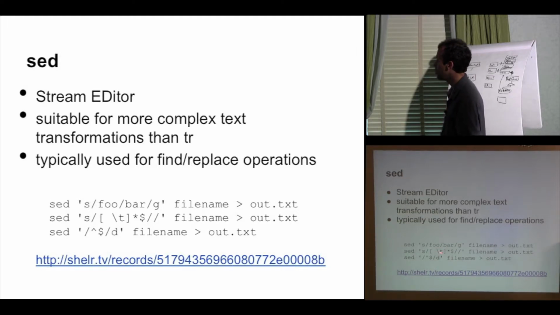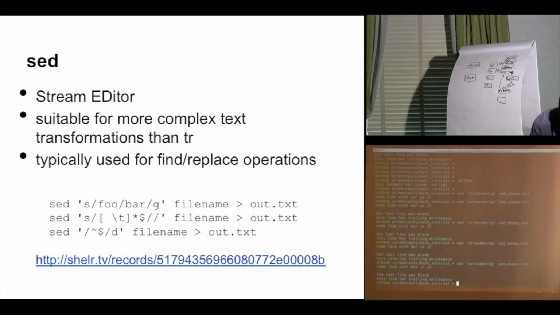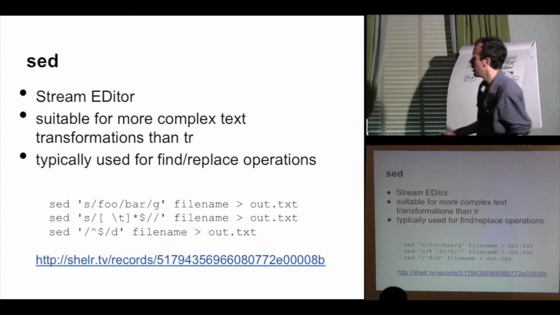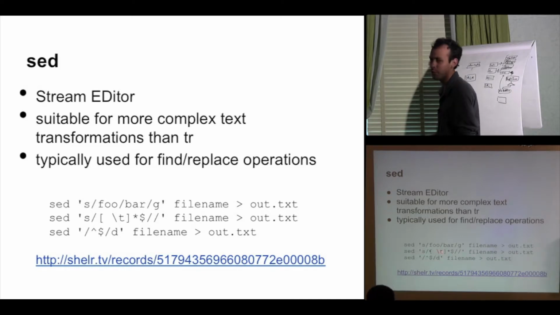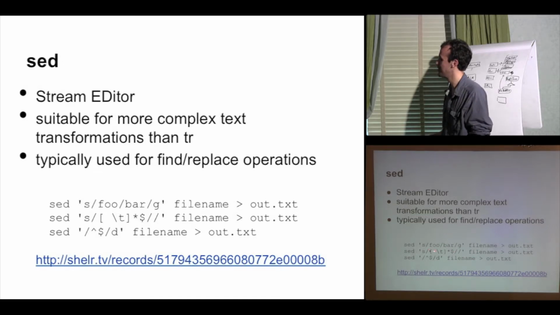What's really weird about this is that I did this in OS X, and this is what happened. Because OS X is a type of BSD, the version of sed that comes with OS X will recognize backslash t as the character t rather than the tab character. So this will remove spaces or trailing t's in OS X. If you want a tab, what you do is you hit Control V and then the tab character.